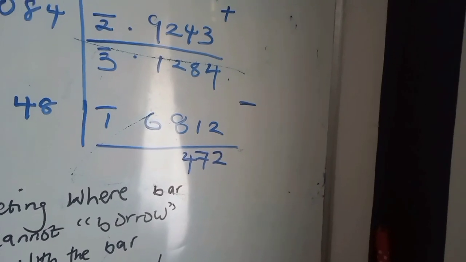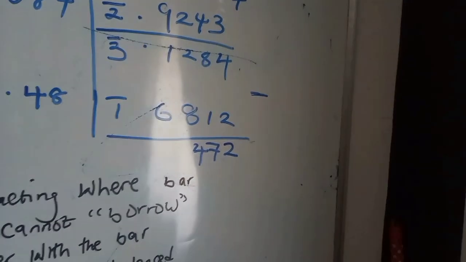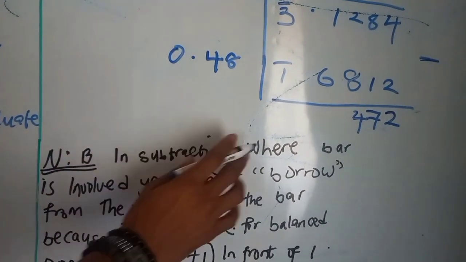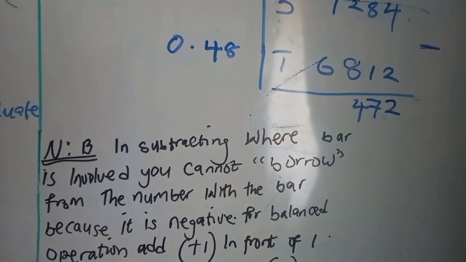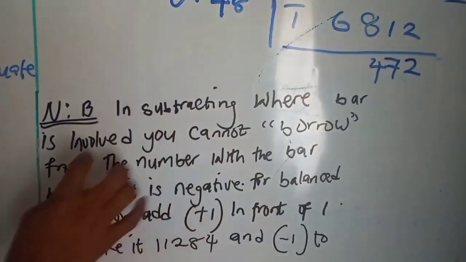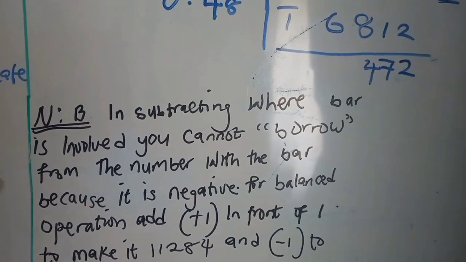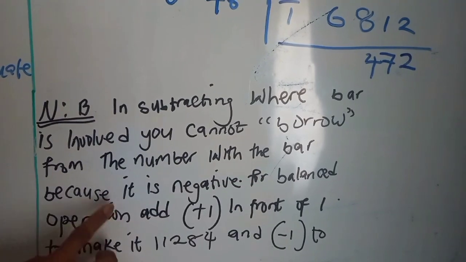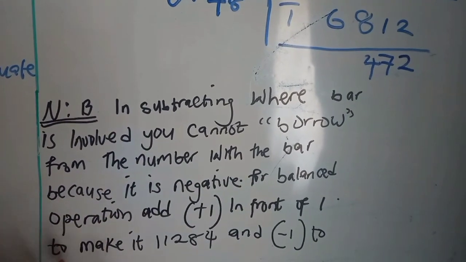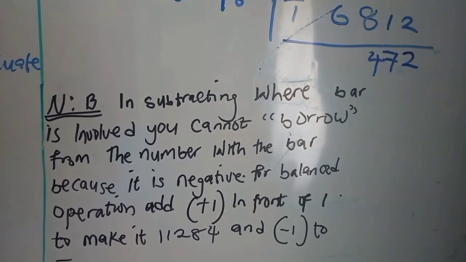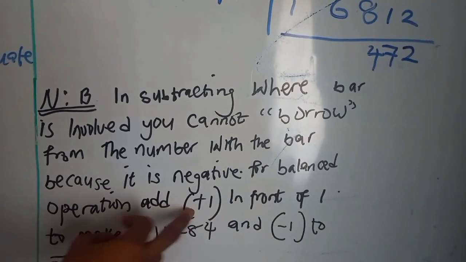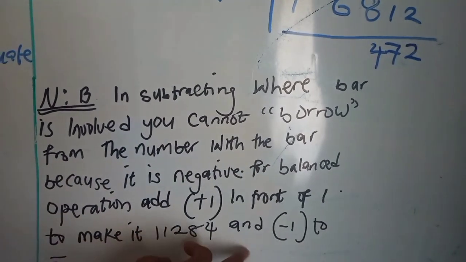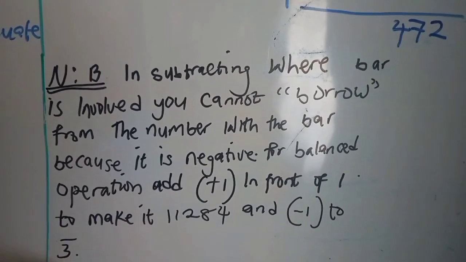So what happened? We are going to follow this pattern, which says that in subtracting where a bar is involved, you cannot borrow from the number with the bar, because it is negative for balance operation. So because it is negative for balance operation, we are going to add plus 1 in front of the 1 to make it 11284, and minus 1 to bar 3. I will explain this.